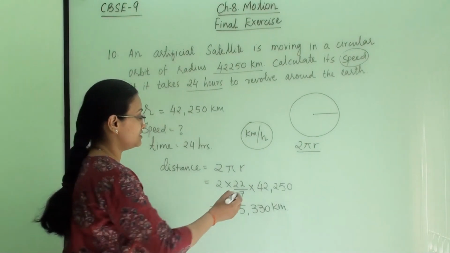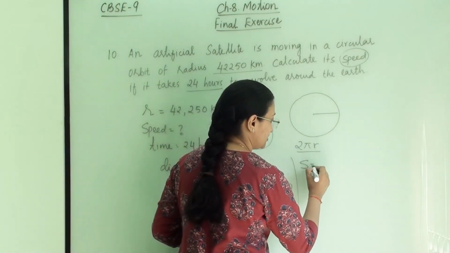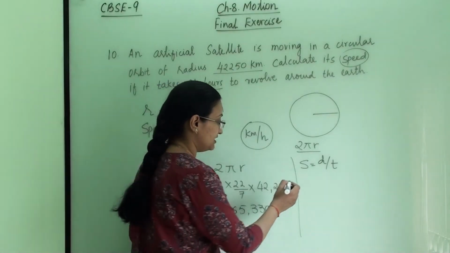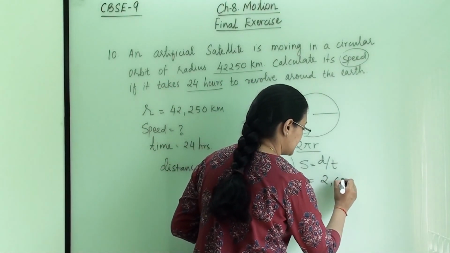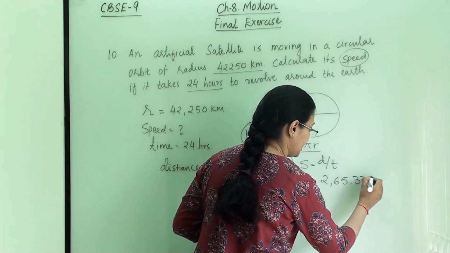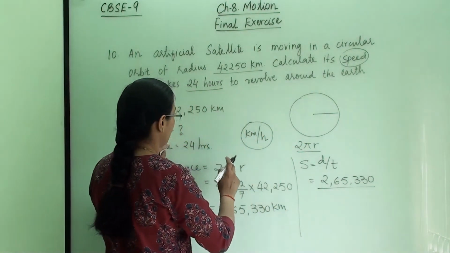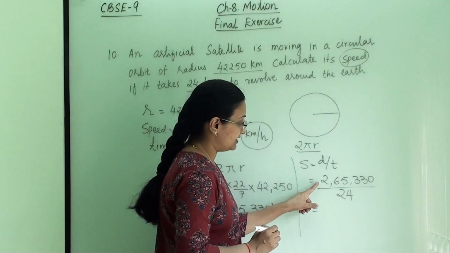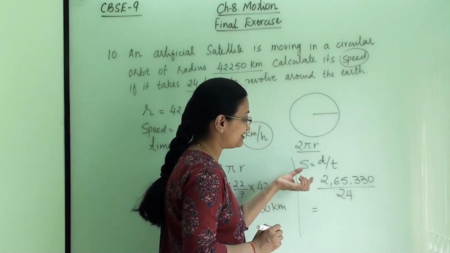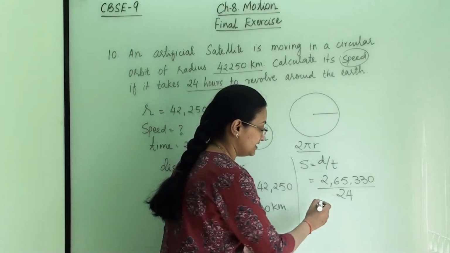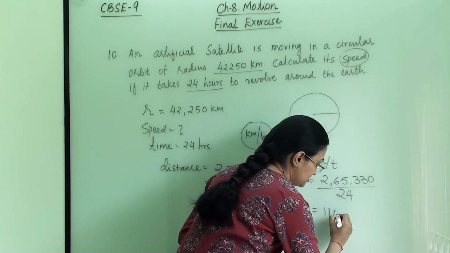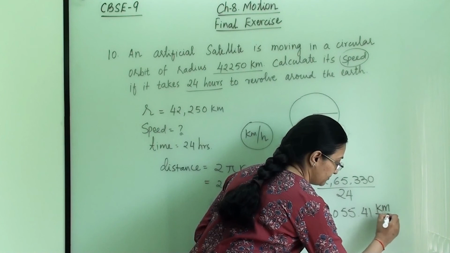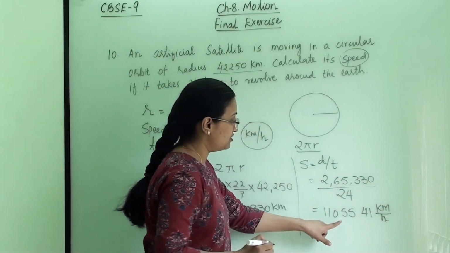Now we will find out the speed. Speed equals distance divided by time. The distance is 2,65,330 kilometer, and the time they have given is 24 hours. When we divide this distance by this time, we get the speed in kilometer per hour, and that is 11,055.41 kilometer per hour. So that is going to be the speed of the satellite.